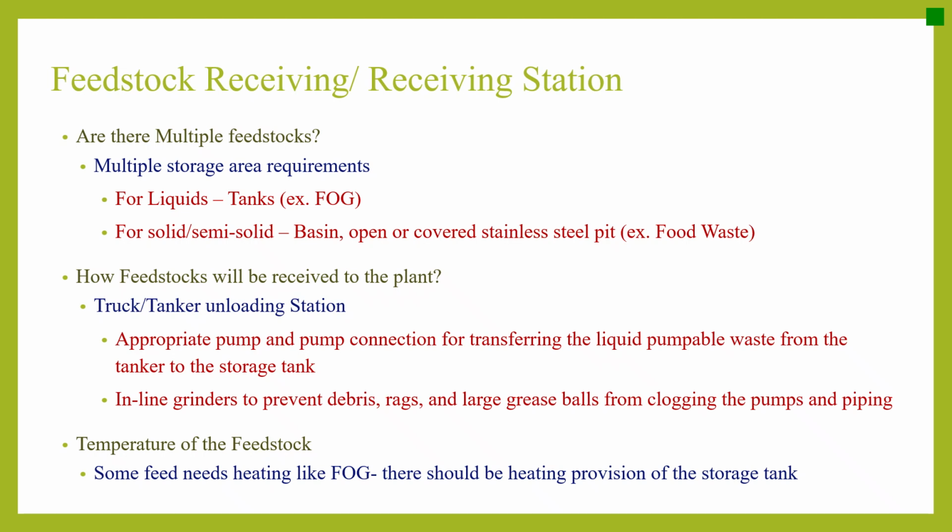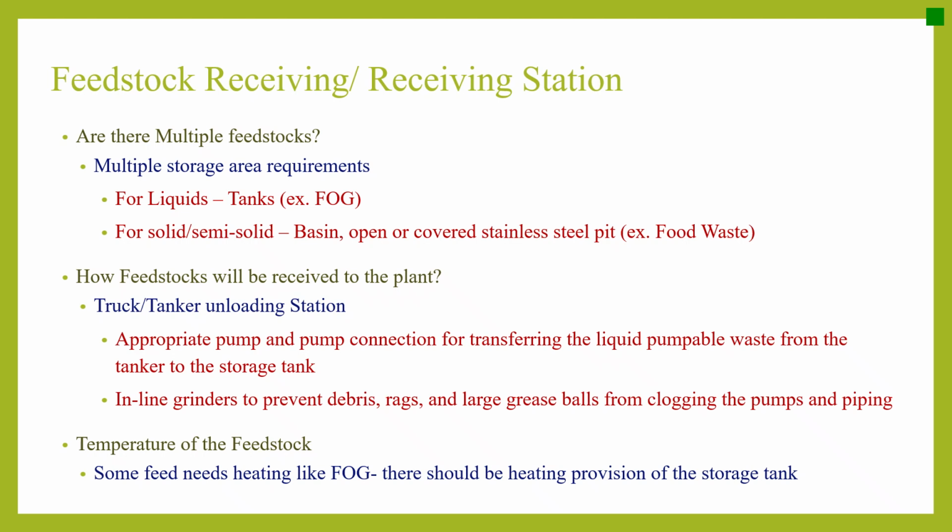While designing a receiving station, we need to consider the feedstocks. Are there multiple feedstocks? Then we may need to have multiple storage areas. Usually for liquids like FOG and wastewater sludge, tanks are used. And for solid and semi-solid waste like food waste, there are concrete basins and stainless steel pits. The basin or the pit can be covered or uncovered based on the odor situation.